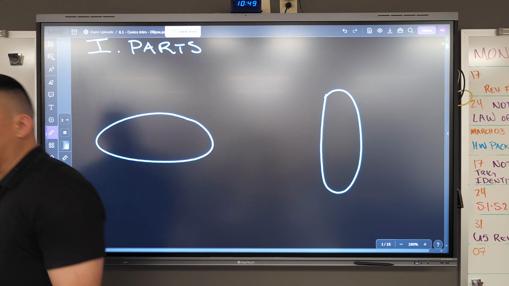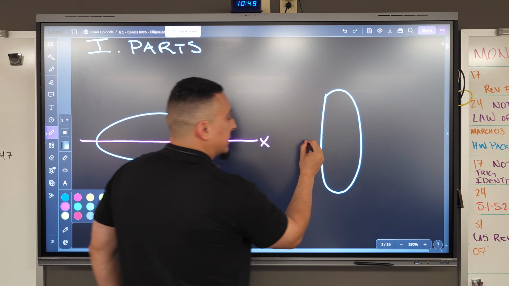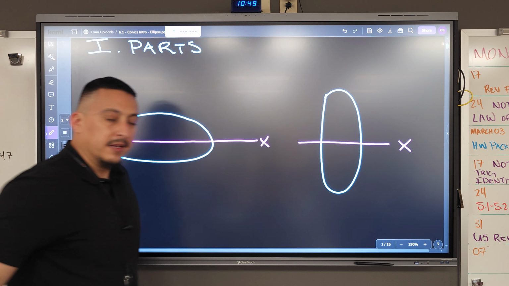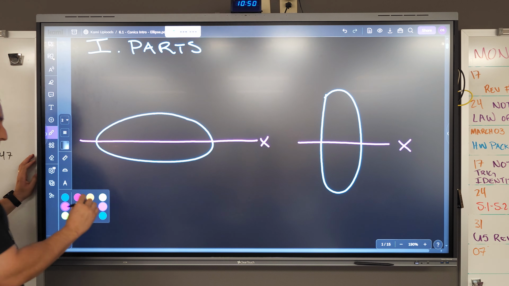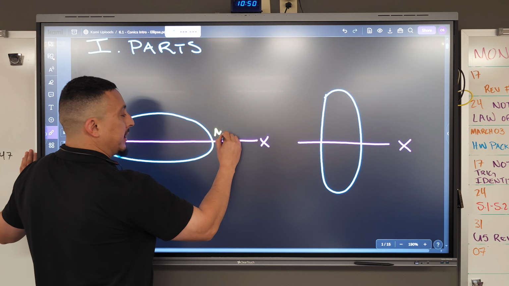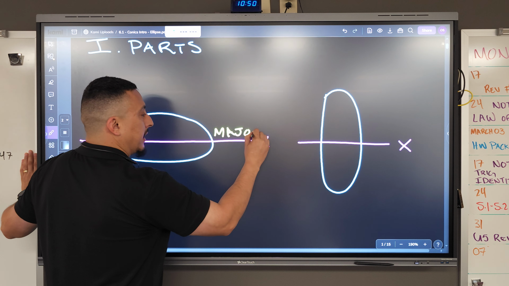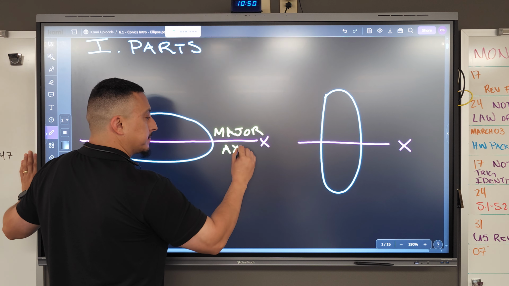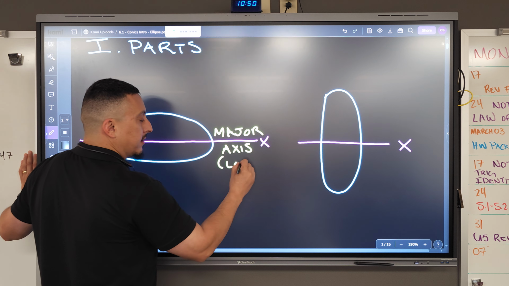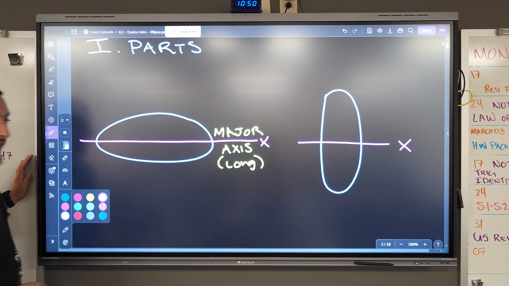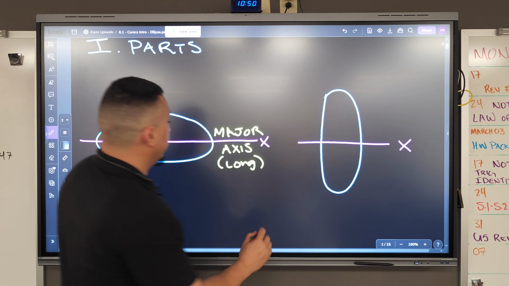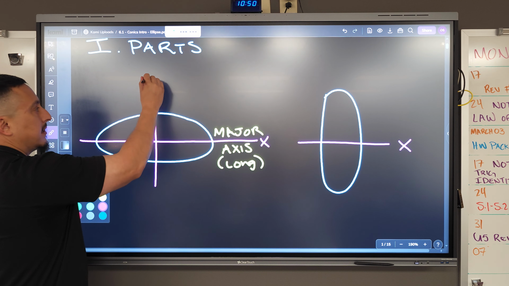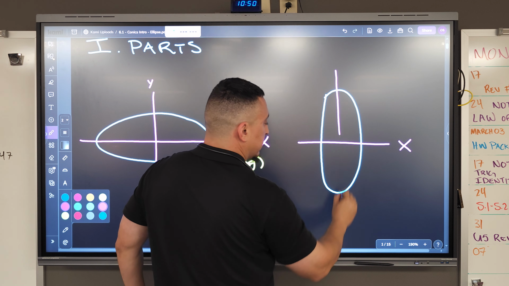The x-axis on this one is like this, and that's the x-axis on this one. Now notice on the x-axis, this one is longer. In this case, we call this the major axis. In other words, it's the long axis. Here's your y-axis. Here's your y-axis.